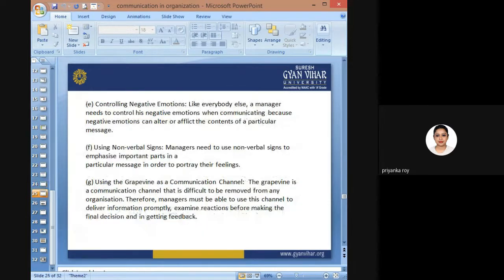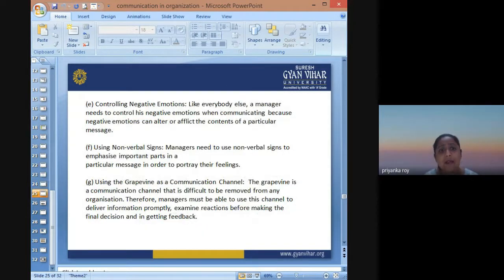Controlling negative emotions. Like everybody else, a manager needs to control his negative emotions when communicating, because negative emotions can alter or affect the content of a particular message.